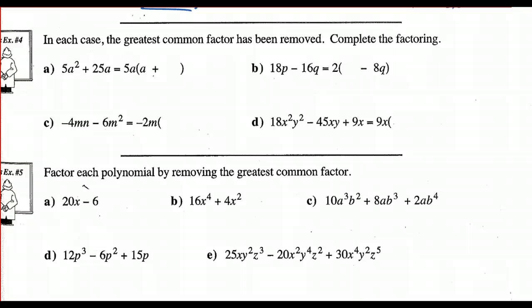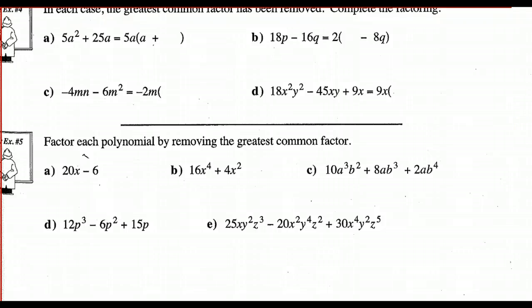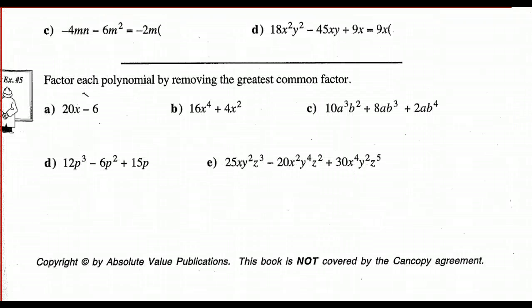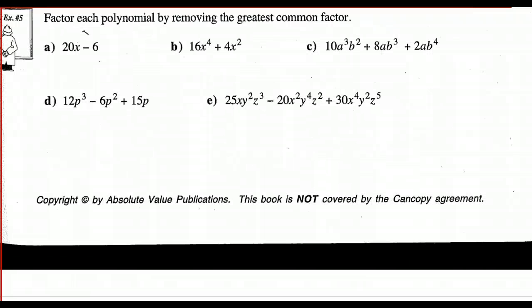Okay, moving on. I'm going to skip example number 4, so see if you can do that one at home on your own, and I'm going to jump right to number 5 here, because that's the whole package. Factor each polynomial by removing the GCF. Okay, well the GCF between 20x and -6 is going to be 2, I believe. So 2, and I'm left with 10x minus 3. Okay, and again, you can always check your answer by distributing that 2 back in.